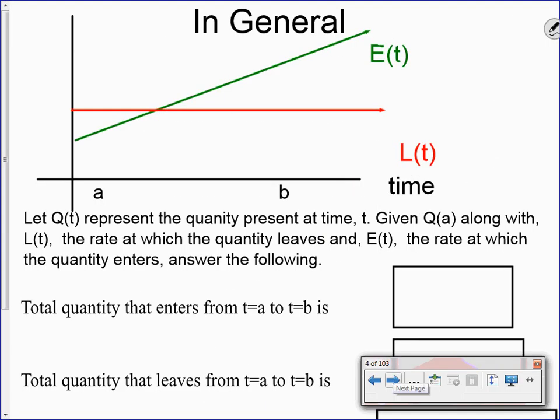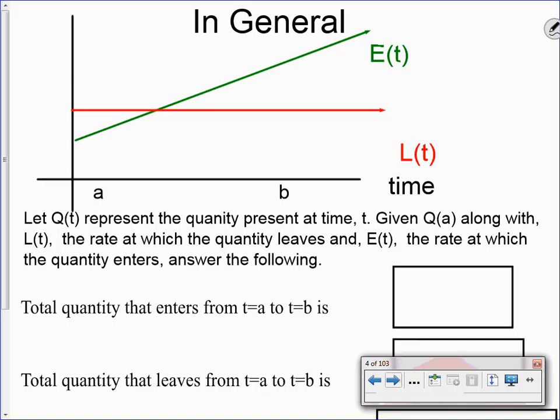Now, I told you that they're not always going to be constant rates. It's not always just going to be a rate of 5 cubic inches per minute in and 1 out. Sometimes these rates will be changing. So here's a case. On mine, the rate in graph is green, and I've made the rate out red.